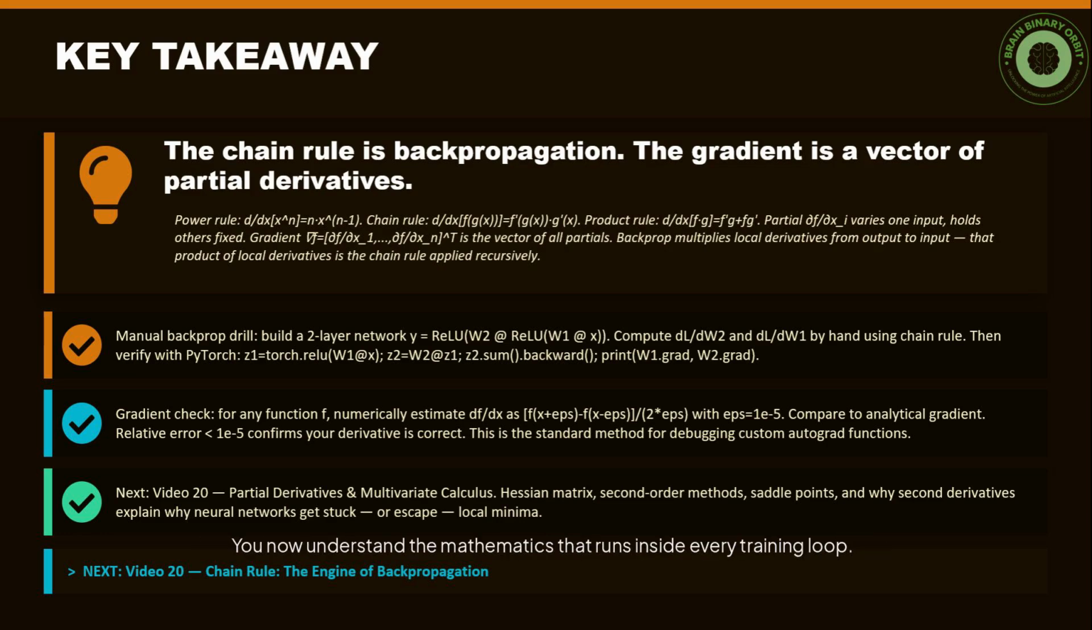You now understand the mathematics that runs inside every training loop. The chain rule is not abstract calculus. It is the live code path in Torch autograd. When you call loss.backward, Python applies the chain rule on the computation graph, multiplying local Jacobians from output to input. Partial derivatives make gradient descent possible. By computing each dimension independently, we can handle networks with hundreds of millions of parameters.